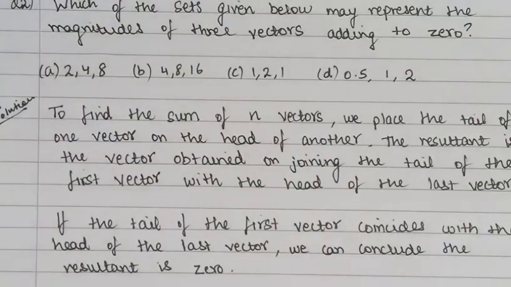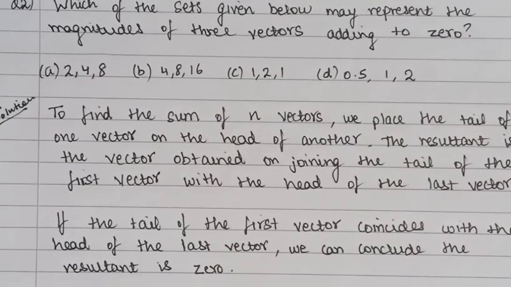So let's say I arrange the vectors 1 and 1 in one direction and 2 in the opposite direction, then they'll cancel each other out and the resultant will be 0. So the correct answer to this question is C.